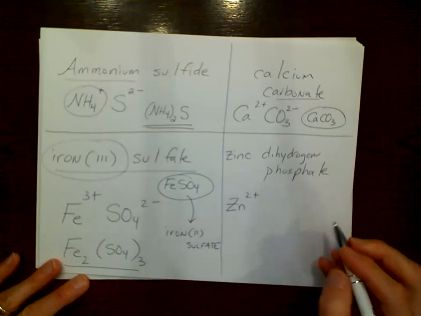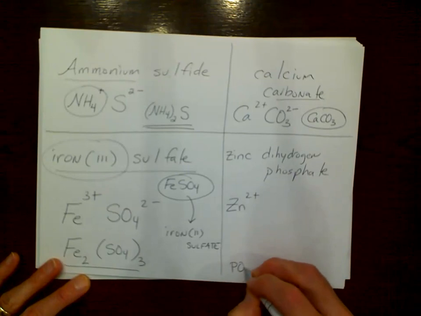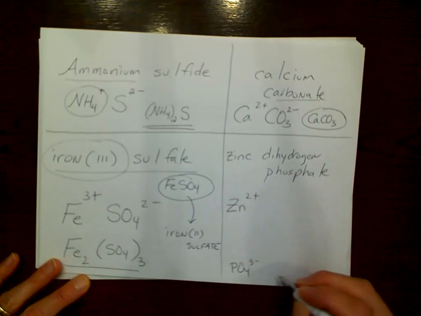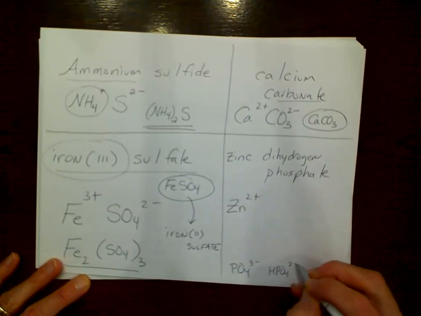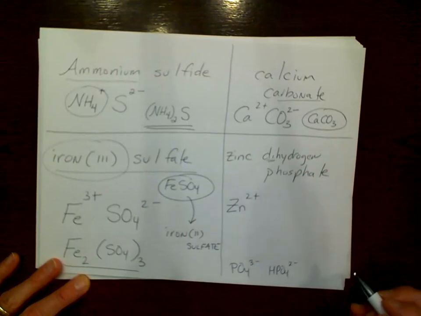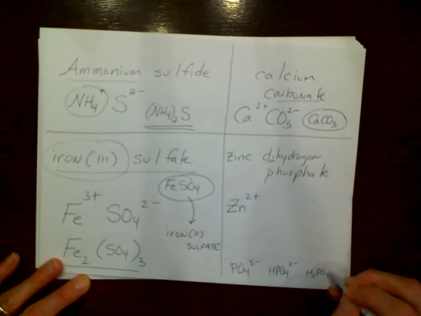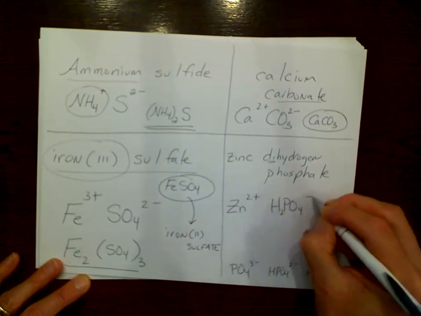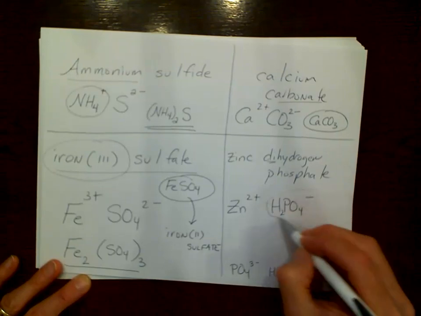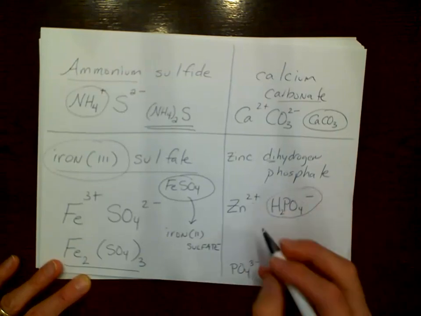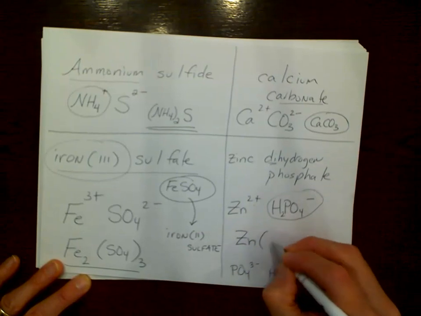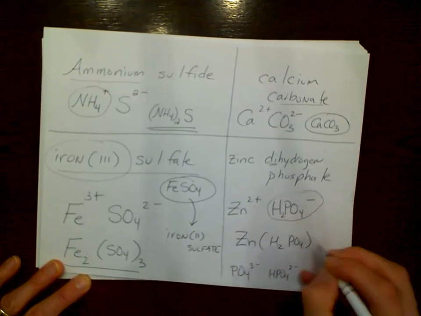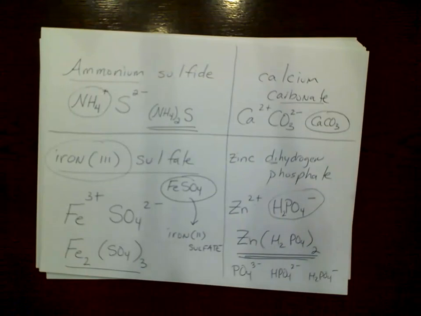Dihydrogen phosphate. Well, I can't remember. Let's see. Phosphate is PO4 3-. And if I add a hydrogen to that, it's going to be HPO4 2-. And if I add 2 hydrogens, that's going to be H2PO4 with a -1 charge. So that's going to be paired with H2PO4 with a -1 charge. And of course, I'm going to need 2 of these to balance that +2 charge on the zinc. So this is going to be Zn(H2PO4)2, and I need 2 of those. And that would be the way you write the formula for zinc dihydrogen phosphate.